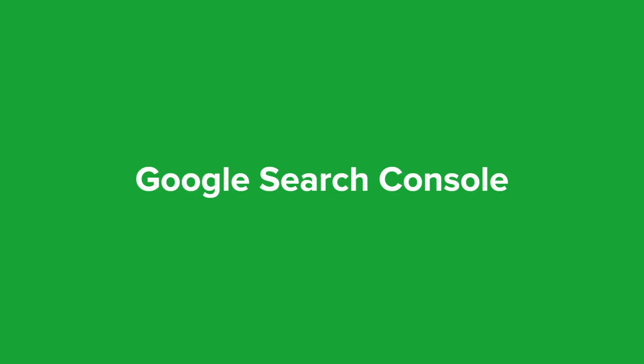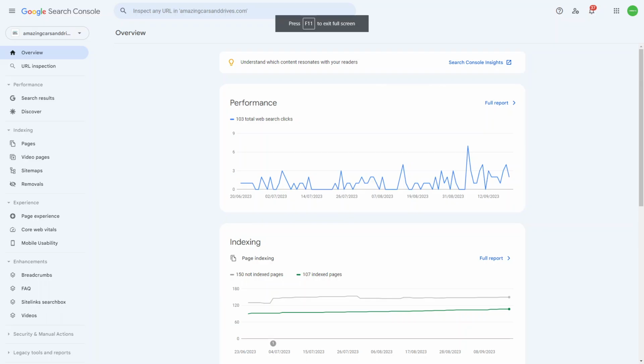When it comes to tools, a really popular tool that you can use to check SEO as part of a website audit is Google Search Console. Google Search Console provides valuable insights into how your website performs in Google search results and helps you identify and address SEO issues. So this is your Search Console dashboard.